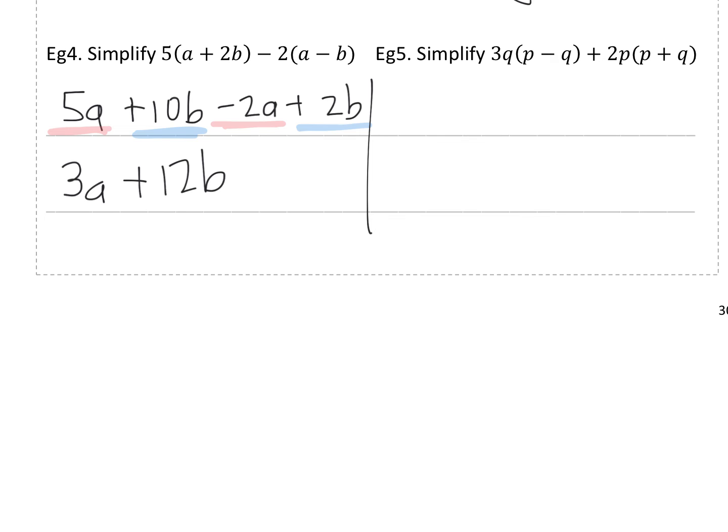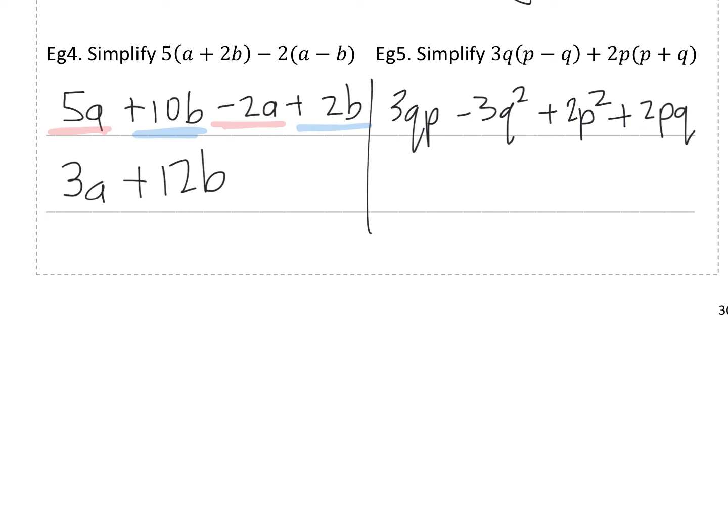Example 5. Simplify the following expression. We need to expand the brackets again. So 3q times p. That will be 3qp. Then 3q times minus q. That will be minus 3q squared. And when you times that letter by itself, it'll become squared. And then the second set of brackets, we've got 2p times p. So that would be 2p squared. And then 2p times q, which is 2pq.